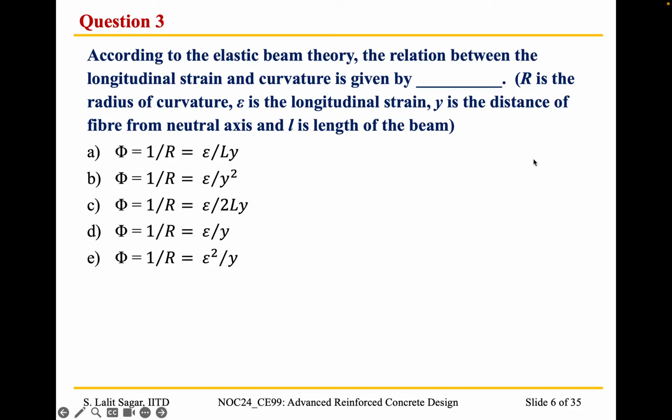According to the elastic beam theory, the relation between longitudinal strain and curvature is given by, so you have to select the right option. R is the radius of curvature, epsilon is the longitudinal strain, y is the distance of fiber from neutral axis, and L, so this has to be capital L, okay, to maintain consistency between the question and the options. L is the length of the beam. Okay, so kindly select the right option.